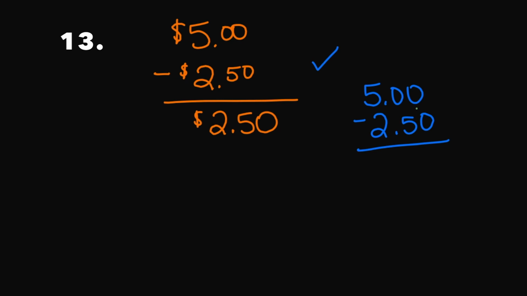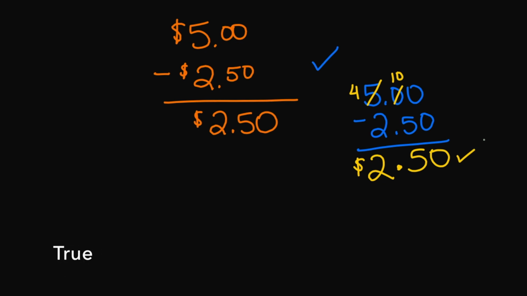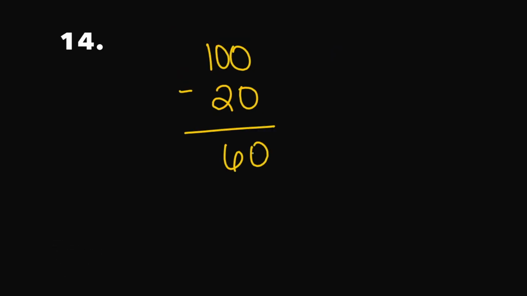0 minus 0 is going to equal 0. Then you have 0 minus 5. You're going to get a negative number, so you're going to borrow from this 5. This is going to become a 4, and this 0 here is going to become a 10. So 10 minus 5 is 5. You're going to bring that decimal down because you're subtracting decimals. And then you have 4 minus 2. This is going to equal 2. So your answer is $2.50. So $5 minus $2.50 equals $2.50. So this is true.